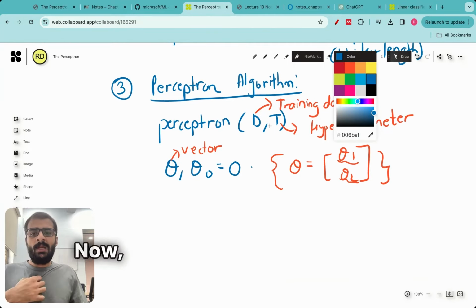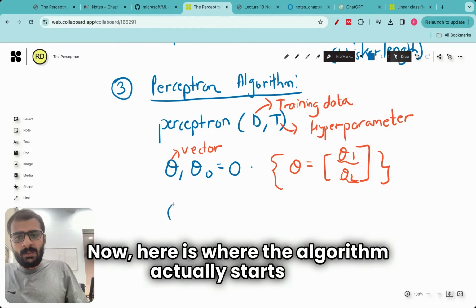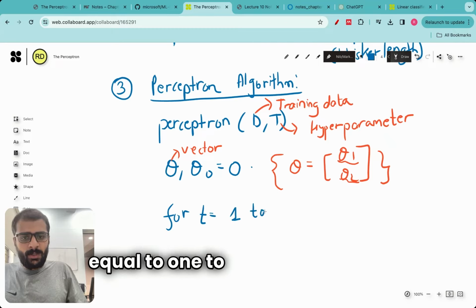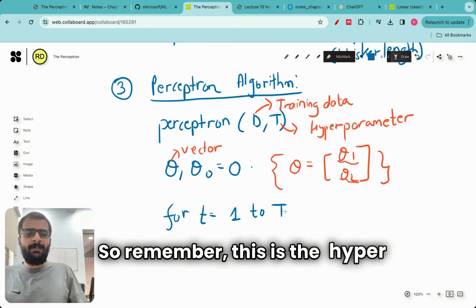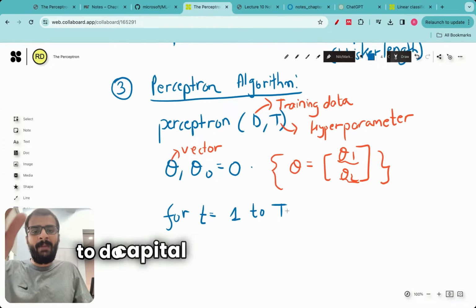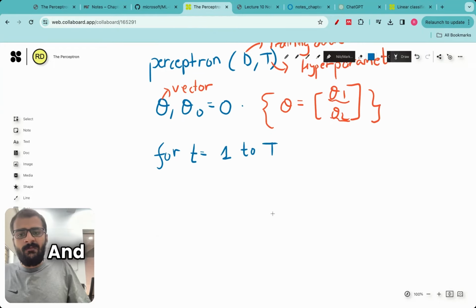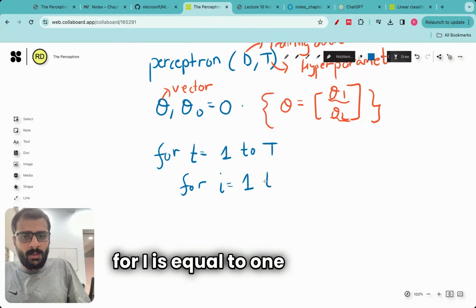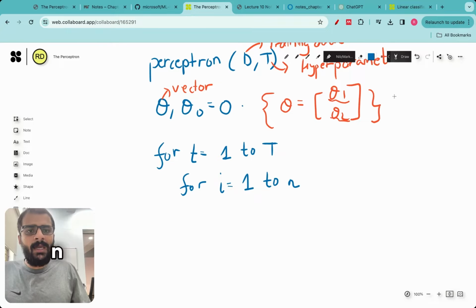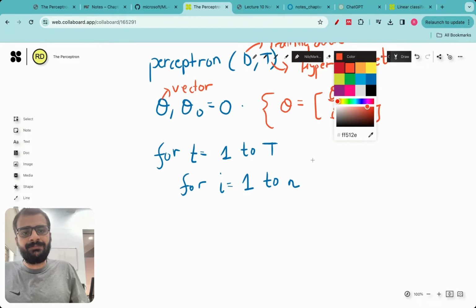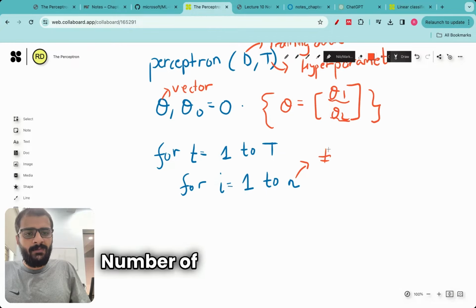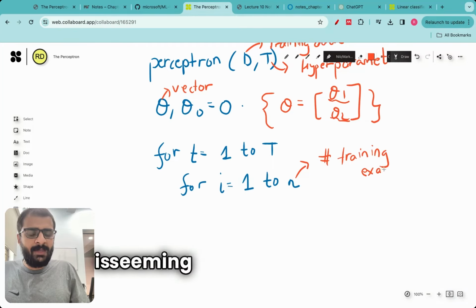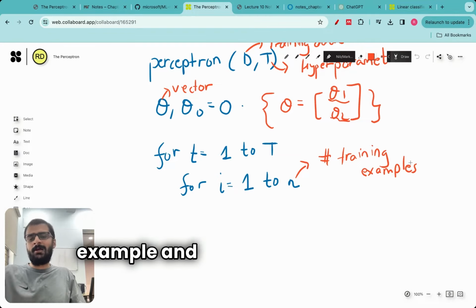Now here is where the algorithm actually starts. For t equal to 1 to capital T. So remember, this is the hyperparameter. For now, just keep in mind that we are going to do capital T iterations or capital T loops. And within this, there is actually one more loop. For i equal to 1 to n. And n here is actually the number of training examples. Don't worry if this notation seems complicated to you. We will take a hands-on example and completely explain in detail.